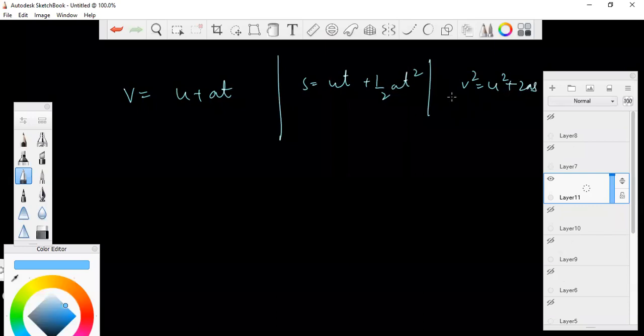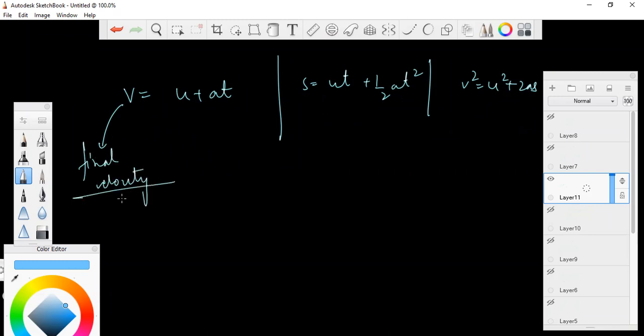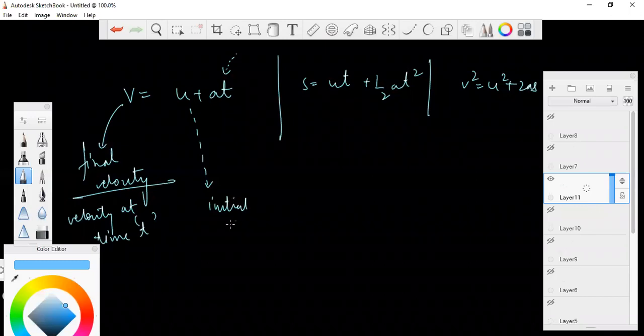Do you guys know what is the significance of each of these values here? What is the meaning of v? Final velocity, right? Or can I say that this is the velocity at time t? That means whatever time value you put here, this is that velocity, right? Velocity when time is t. Is that right? Yes. u is what? Initial velocity. Or can I say the velocity when time is 0, right?